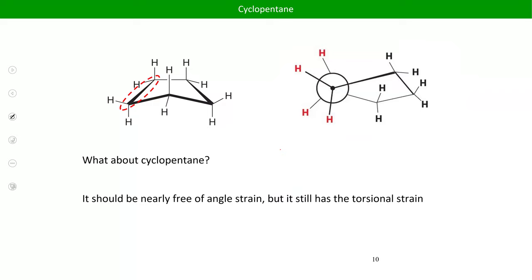And so here's, I knew I had a Newman projection for one of these more complicated ones. So here's what your Newman projection looks like for cyclopentane. If we're looking along this line right here, by having that puckered shape, we get something almost to our 60 degrees. So almost a true staggered conformation.